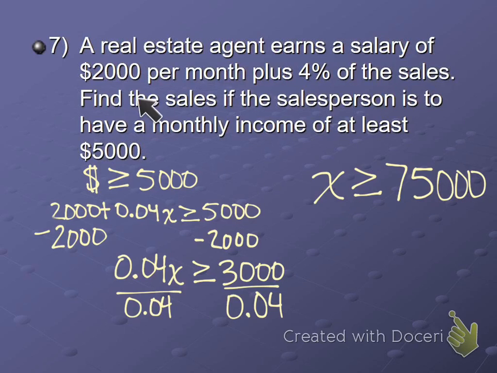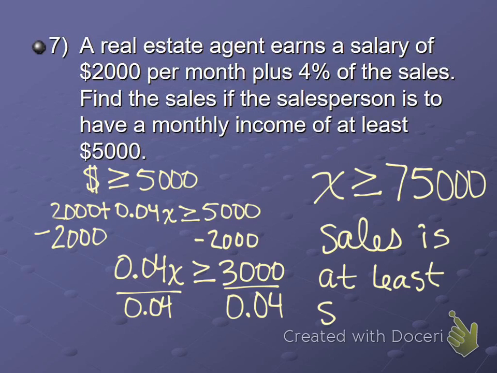So that's it. That's our answer. The sales that they would have to be greater than or equal to $75,000. So you could say that the sales needs to be at least $75,000. So that could be like one $75,000 house or 3 different $25,000 houses. Whatever it needs to be, sales have to be at least $75,000 to make that income of $5,000 a month.